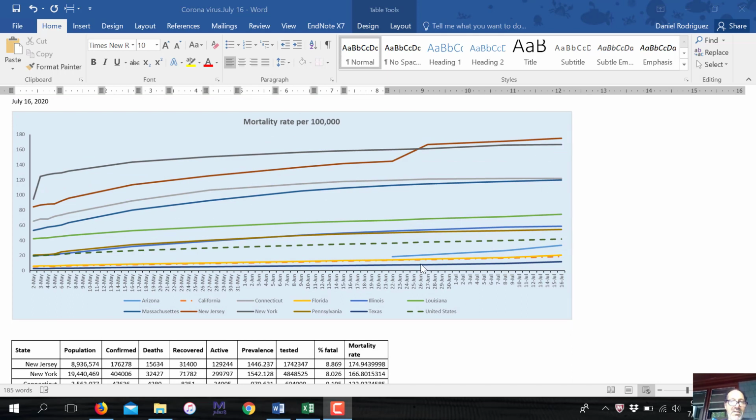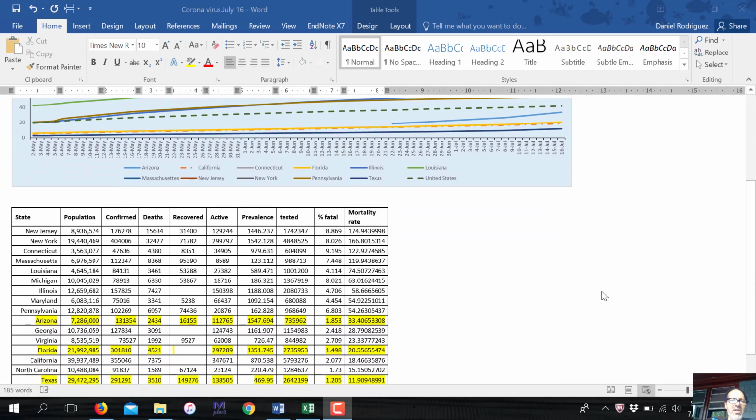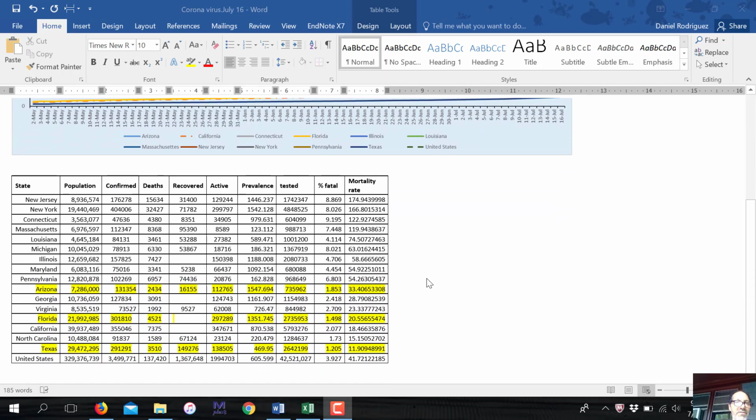This dashed line here is the United States. You can see how overall we are, and you can actually get an idea of how much the behavior in certain states and the deaths in certain states have influenced this mortality rate.